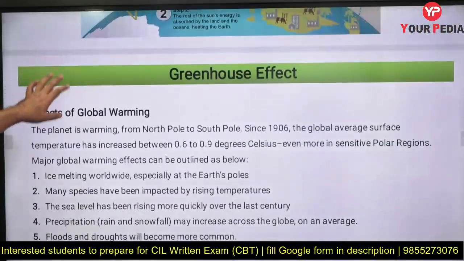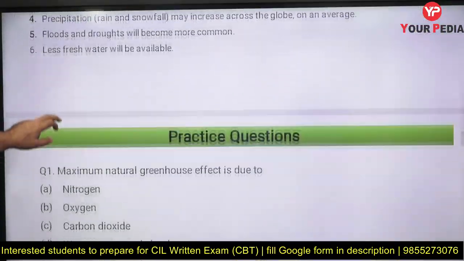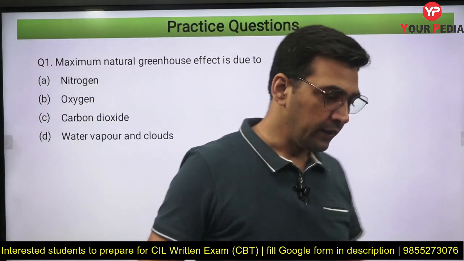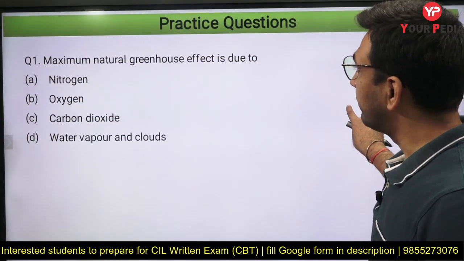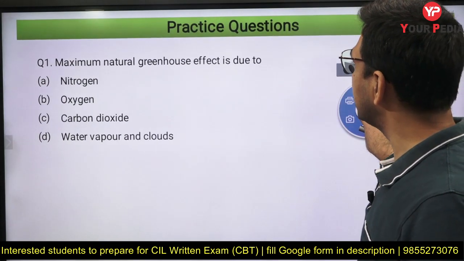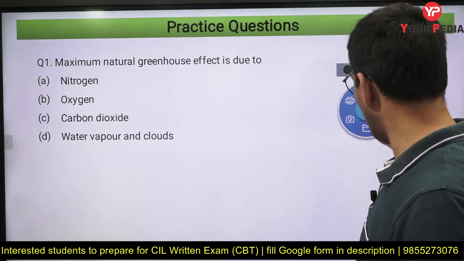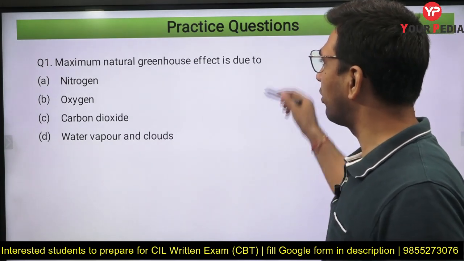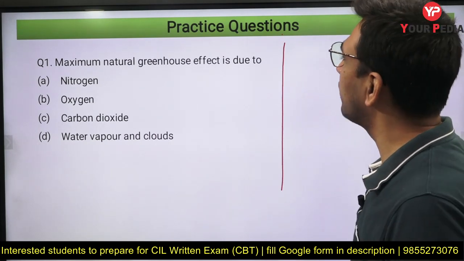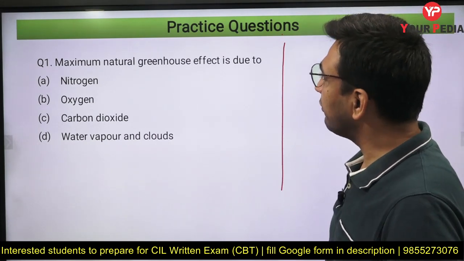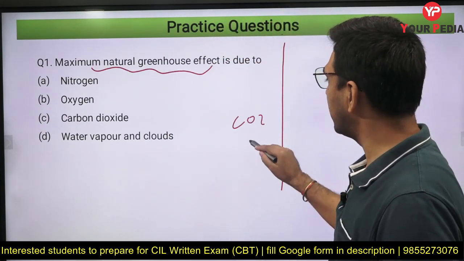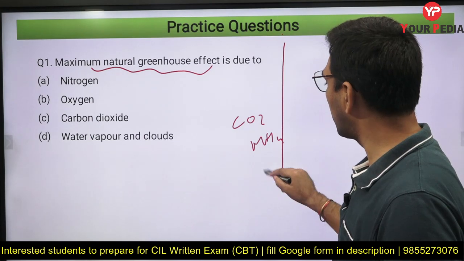Now that I hope you have understood all these things, we can take up a few questions. Just go through this question and try to answer it: the maximum natural greenhouse effect is due to what? If you have gone through the video, you will be able to answer. I have already told you that some greenhouse gases are naturally present in the environment. When we talk about the maximum natural greenhouse effect, you have carbon dioxide, methane, water vapor and so on.